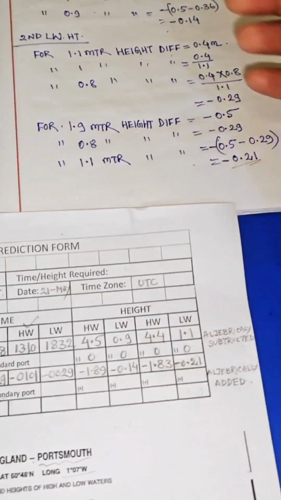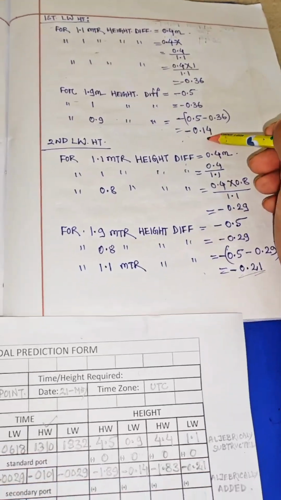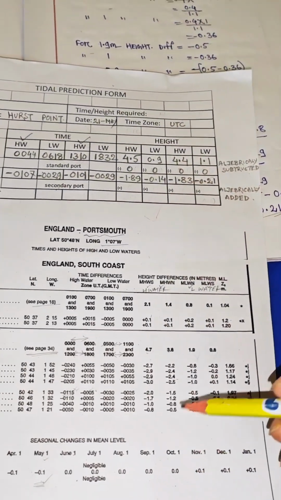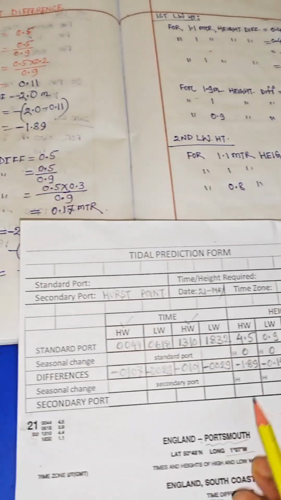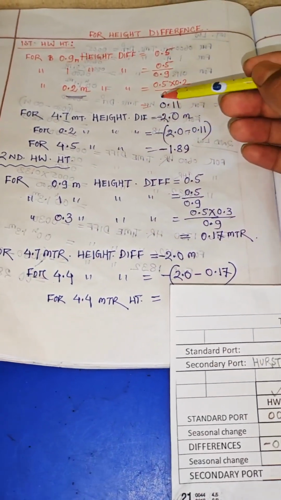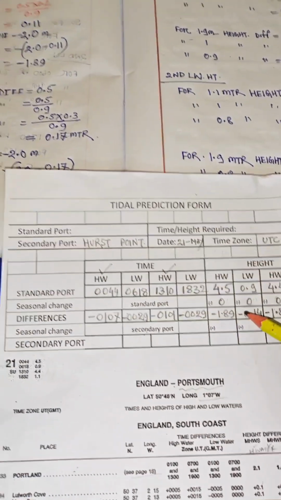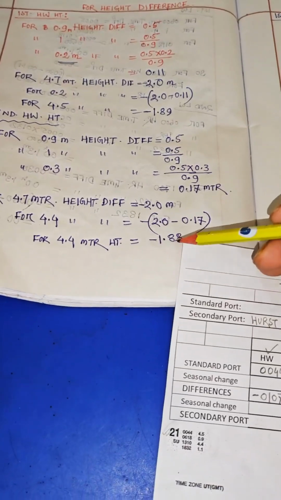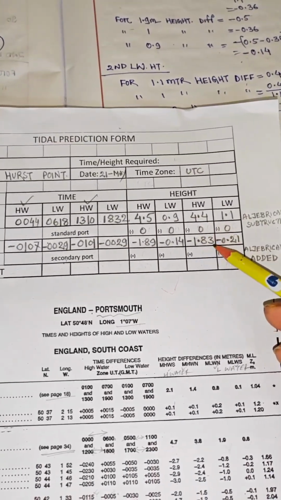Okay, guys, for 0.9 meter it is minus 0.14, because all is minus. You see, so minus 0.14. For high water, this one. First one is 4.5 meter, 1.89, and the second one is 4.4 meter, minus 1.83. This one, you see, for 4.4 meter is minus 1.83.